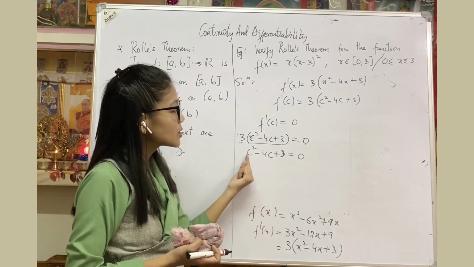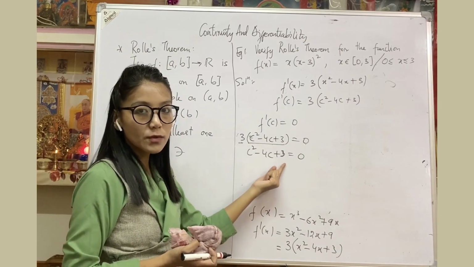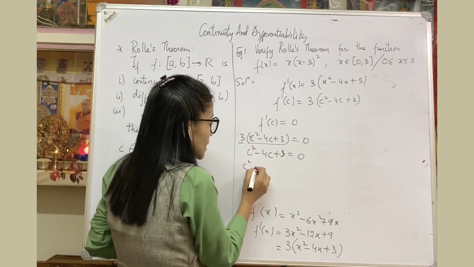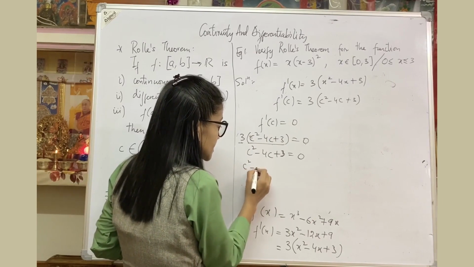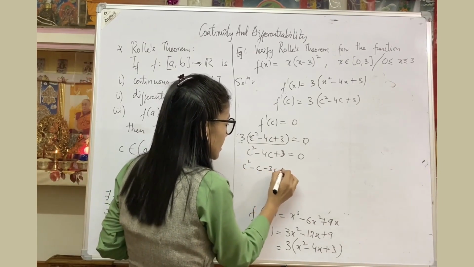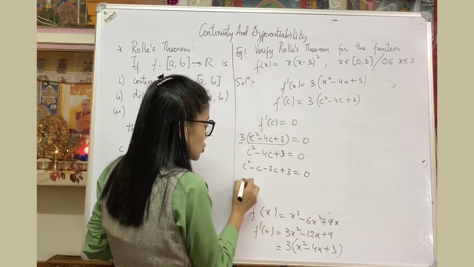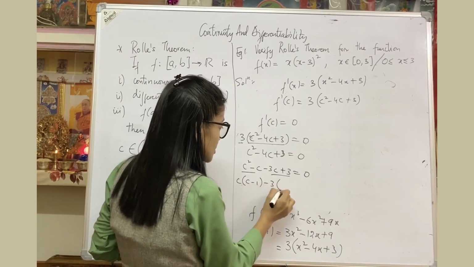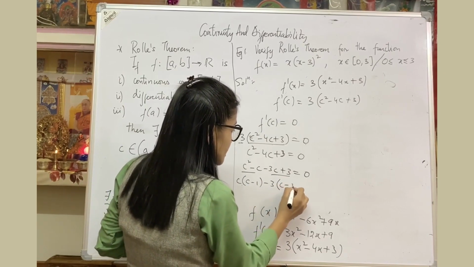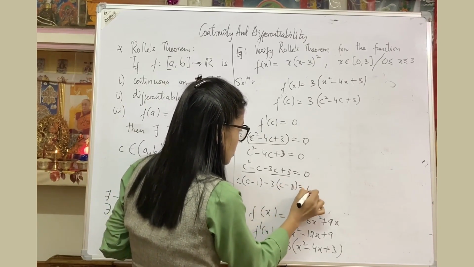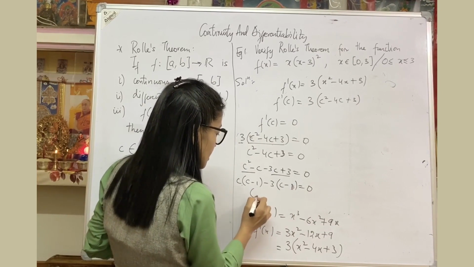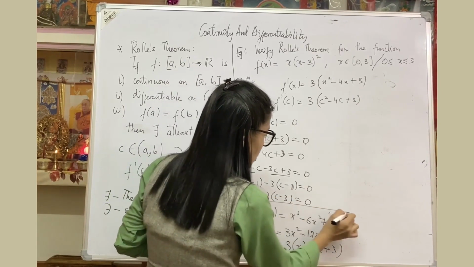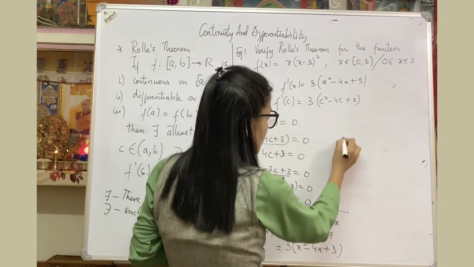Now this is a quadratic equation, so you know how to solve a quadratic equation. We are going to do that. So that is c square minus c minus 3c plus 3 is equal to 0. From these two terms I can take c common, and from the other two, minus 3 common. So I get (c minus 1)(c minus 3) is equal to 0. Okay, from here I'll do it here.